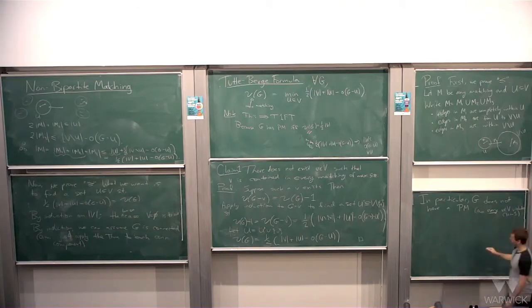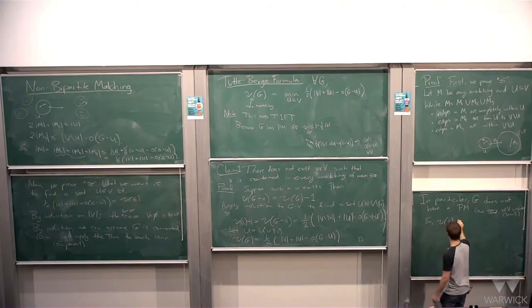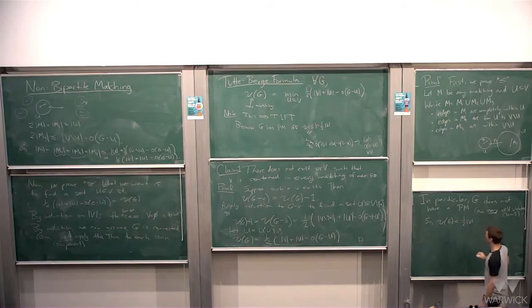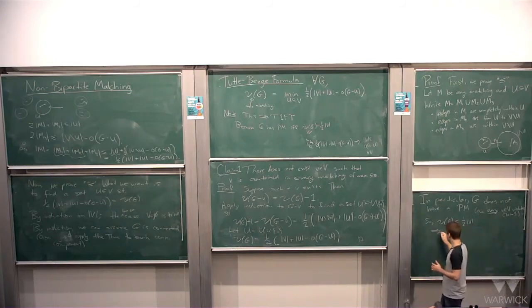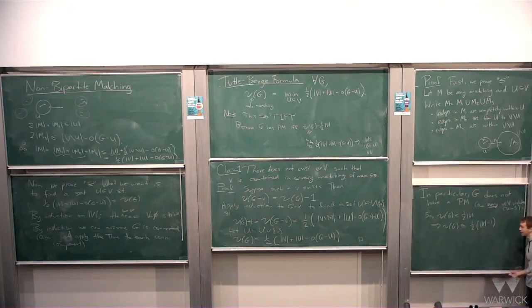Right. So the size of the biggest matching is strictly less than half the number of vertices, because there's no perfect matching. And in particular, because we're dealing with integers, the size of the biggest matching is at most half of the number of vertices minus 1, right? Because that's how integers work.